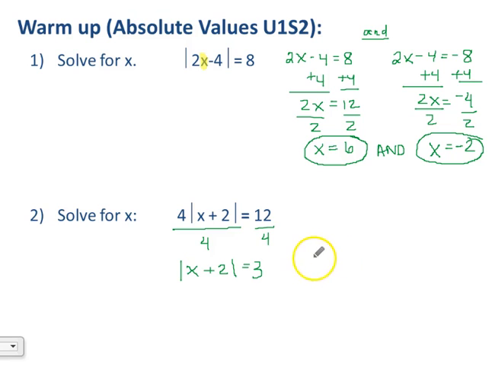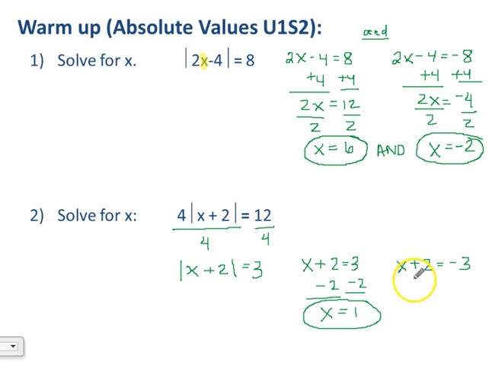So now we can write our 2 equations that we're going to solve for. x plus 2 equals 3, and x plus 2 equals negative 3. Remember, you always change it to a negative and positive version of what the equation is set equal to. Start by subtracting 2 from each side. x equals 3 minus 2 is 1. And then over here, we're just going to subtract 2 from both sides, and we get x equals negative 5. So remember, these are both our answers, and we need both to get full credit.